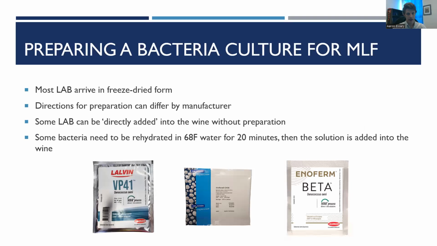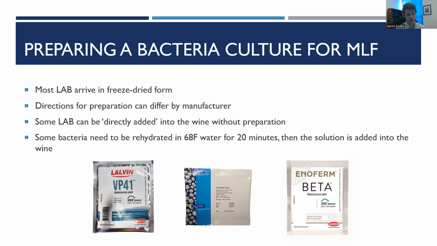So preparing bacteria for culture. So it's like, okay, I want to take it. My cellar conditions are right, everything's good, I didn't use any KMBS, I'm at 70 degrees Fahrenheit. Well, you can buy these commercial strains of Oenococcus oeni for malolactic fermentation. They usually arrive in freeze-dried form, and the directions for preparation usually differ by manufacturer.